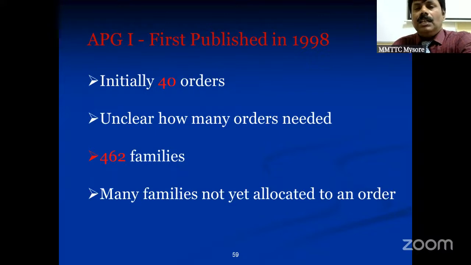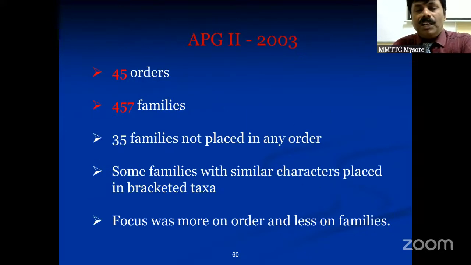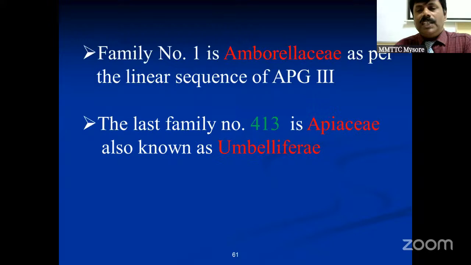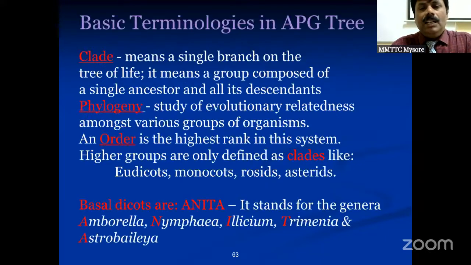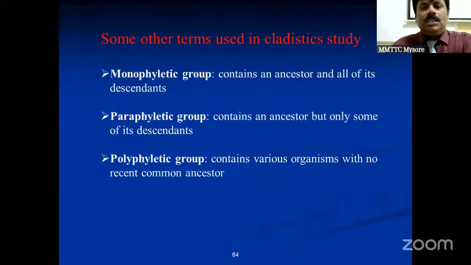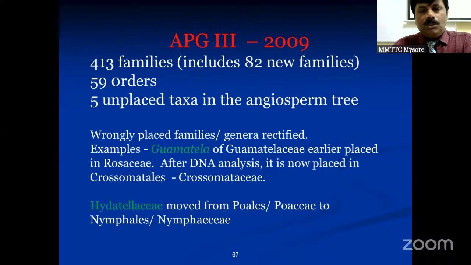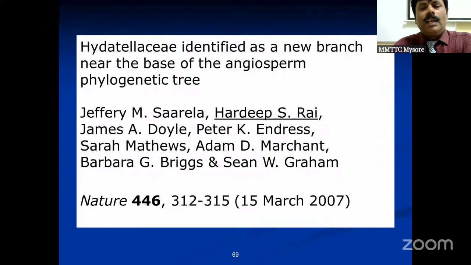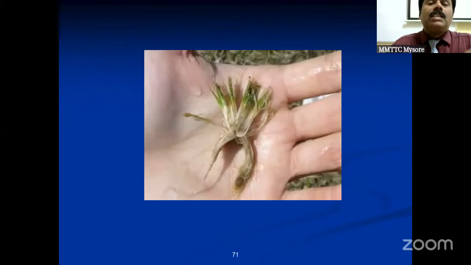Initially, in 1998, there were 40 orders and 462 families, with many families not yet allocated to any order. APG 2003 had 45 orders, 457 families. Like this, it goes on. There are a number of changes, like Tectona grandis of Verbenaceae, which they have now merged into the Malvaceae because of the similarity with regard to DNA. Like that, clade and all those terminologies they have used. This is how APG 3, 2009 and APG 4, 2016 have n number of families. They have changed them based on the dendrogram, that is, they have obtained similarity.